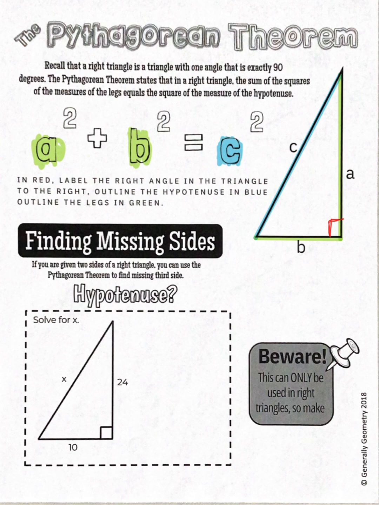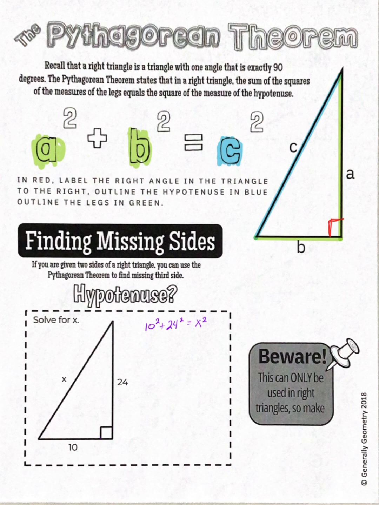Moving down to finding the missing sides, if you were given two sides of a right triangle, you can use the Pythagorean theorem to find the missing third side. Beware, as it says over here on the side, this can only be used in right triangles. So we got to make sure it is a right triangle. This little square here tells me, yes, it is a right triangle. And we're just going to do leg squared plus leg squared equals hypotenuse squared. So in this case, that is going to be 10 squared plus 24 squared equals x squared.